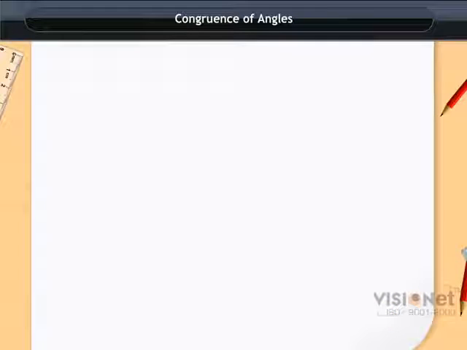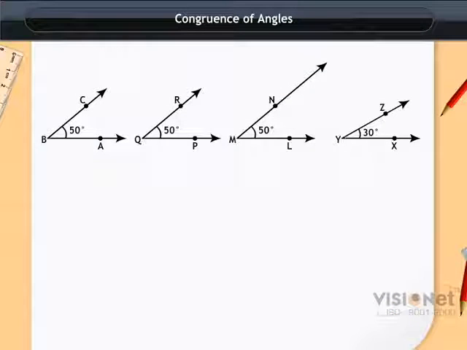Congruence of angles. Look at the four angles shown in the animation. Trace the angle ABC and place it over the angle PQR. Place B on angle Q and the ray AB along PQ. Clearly, the angle ABC exactly fits the angle PQR.